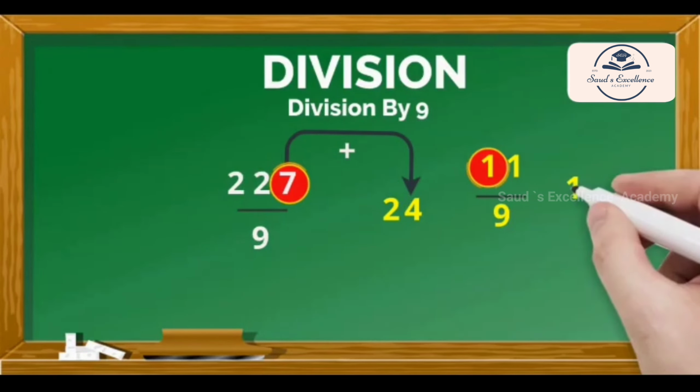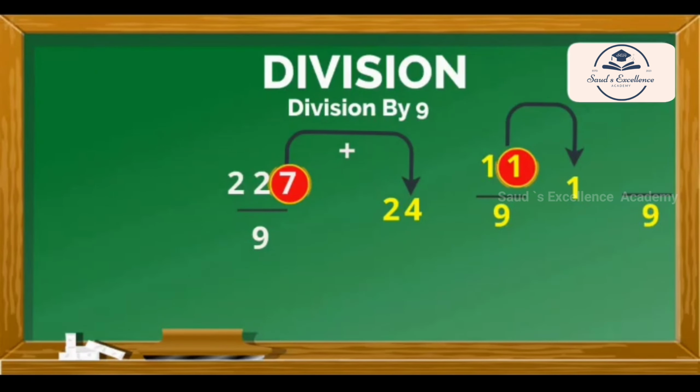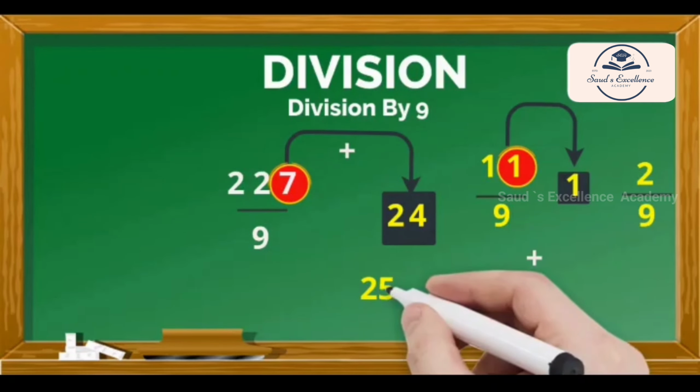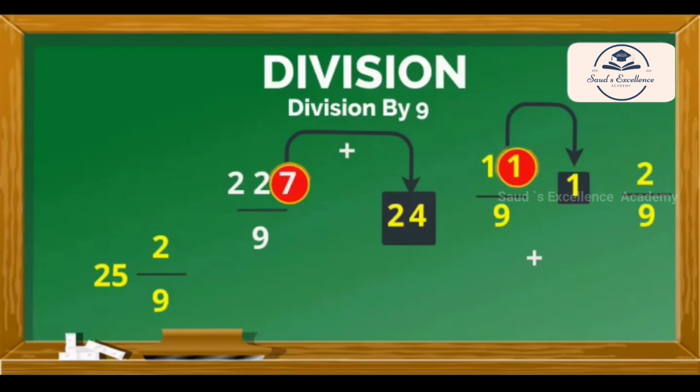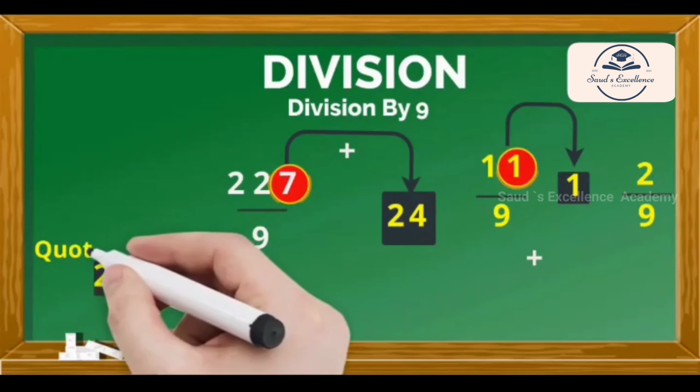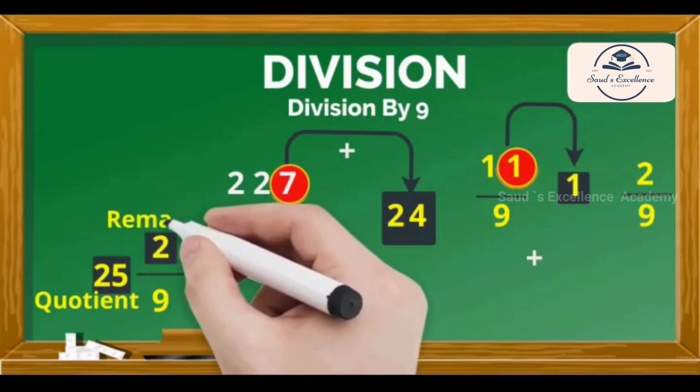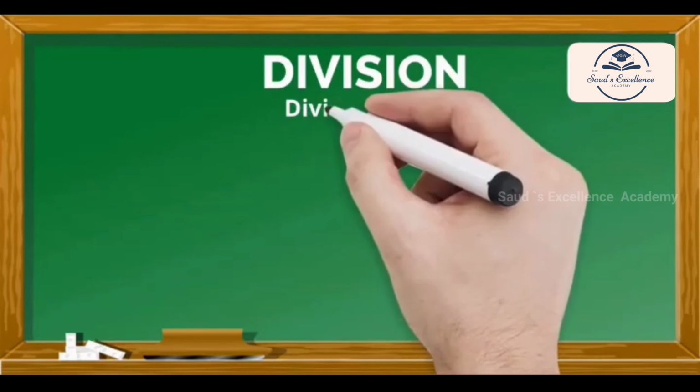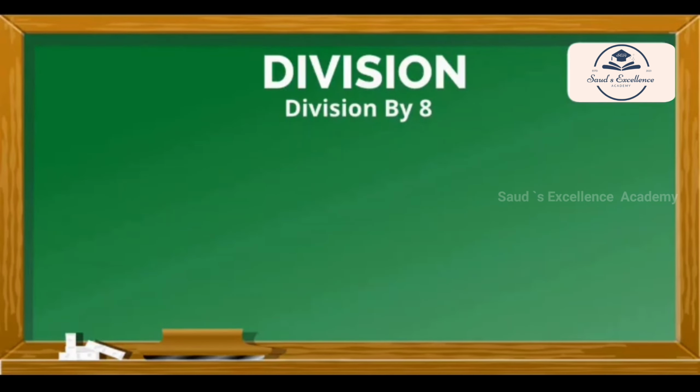Write the tens digit 1. We add the unit digit, that is 1, with 1, equal to 2. We write 2. Add 24 plus 1, equal to 25. Write 25. And we write 2 by 9 as it is. So 25 is your quotient. 2 is your remainder. Now, we learn how to divide any number by 8.